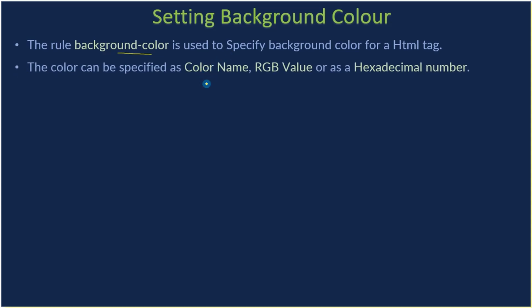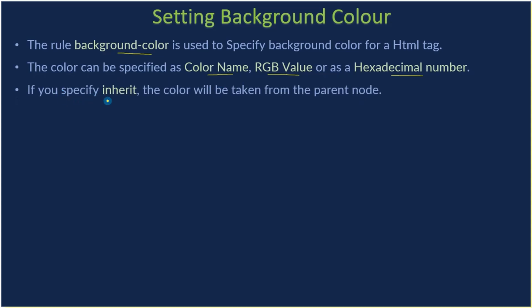The color can be specified as a color name, for example red, blue, likewise. Then RGB value using the red, green, blue combination values, or as a hexadecimal number. In our previous sub-series itself, we saw setting up the color with a hexadecimal as well as color name. If you specify inherit for the background color, the color will be taken from the parent node.